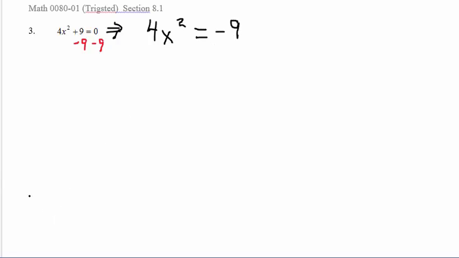And then the square is still not isolated. It's a little more isolated than it was, but it's not completely isolated. And so to get the square isolated, I again need to divide. And again, I'm dividing by 4 in this case. So x squared is negative 9 over 4.